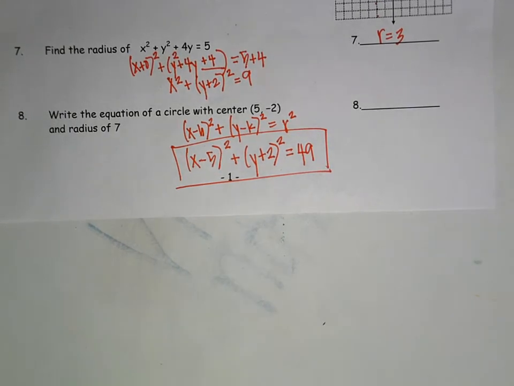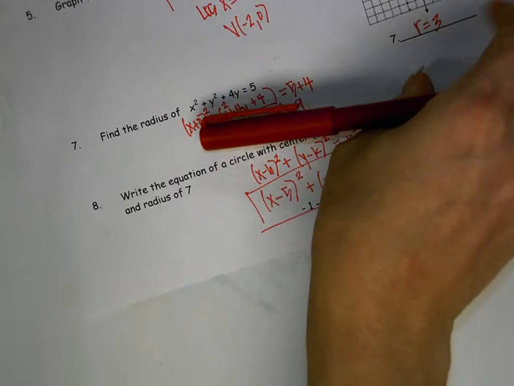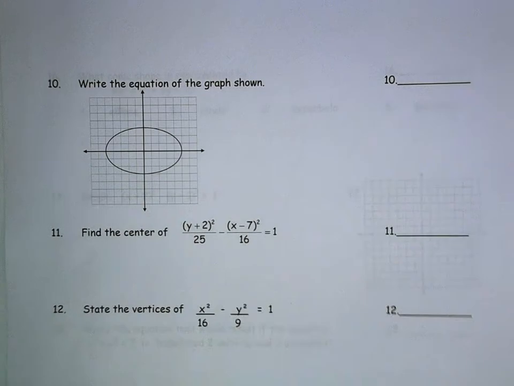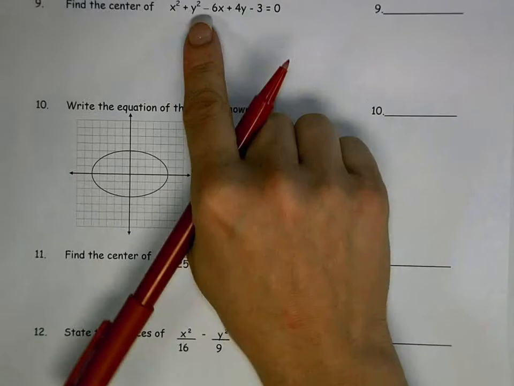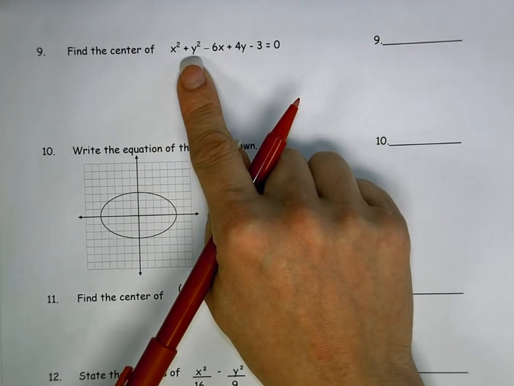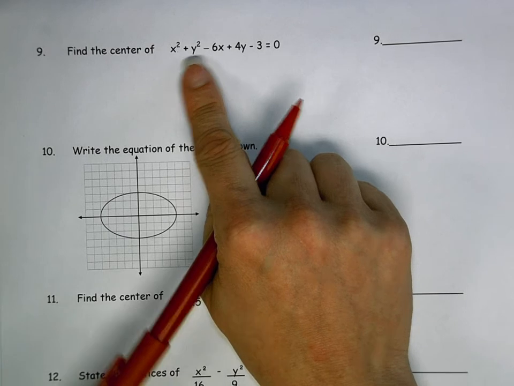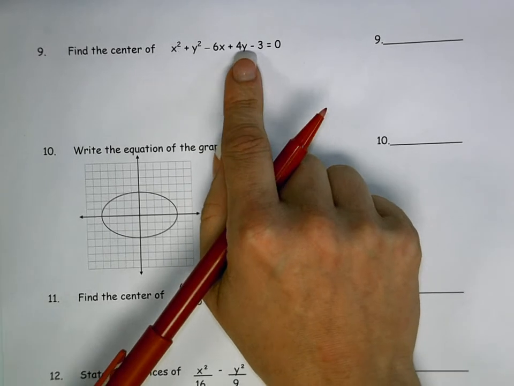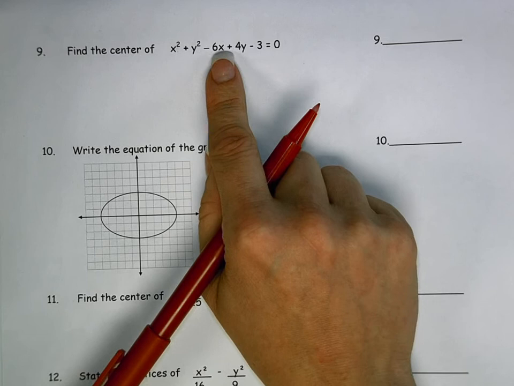Okay, next page. For number 9, find the center. Okay, find the center of this. This is automatically a circle because there's 2 squares plus in between and same coefficient. So even before we complete the squares, you can already tell that this is going to be a circle.